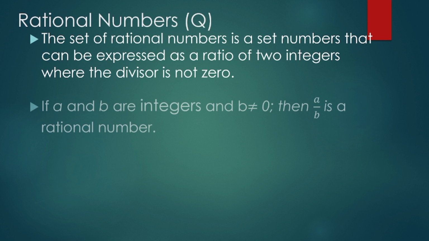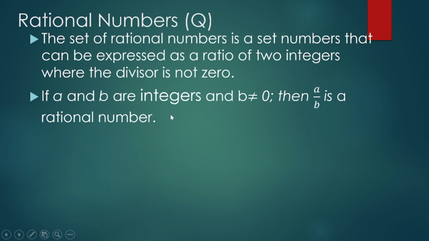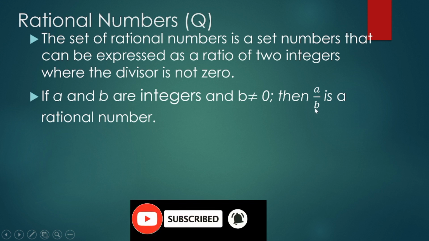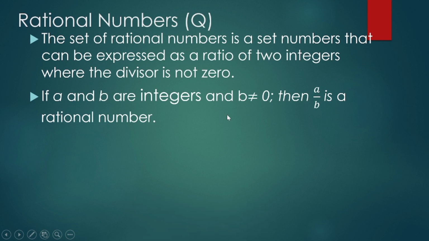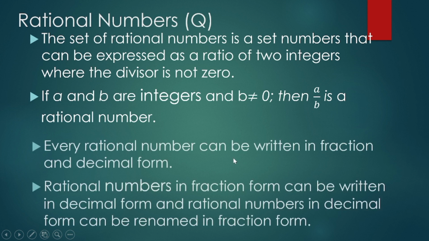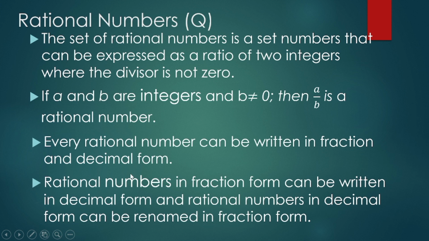So, if A and B are integers, and B should not be equal to 0, so hindi po pwedeng maging 0 yung ating B, kasi nga po, magiging undefined na po yung magiging sagot natin. So, pag hindi po 0 ang ating B, so that is a rational number. So, every rational number can be written in a fraction and decimal form. So, ayan. Pag nakakita po tayo ng fraction and decimal form, yun po ay rational numbers.